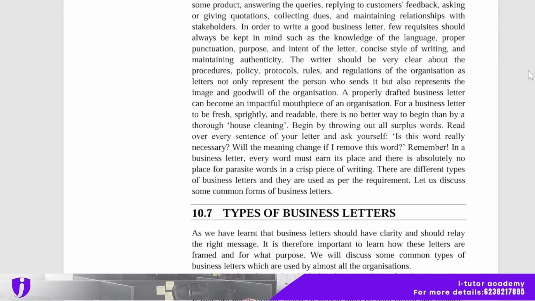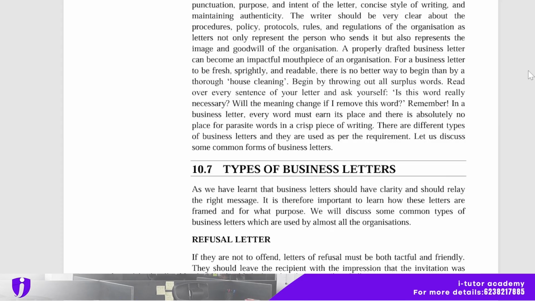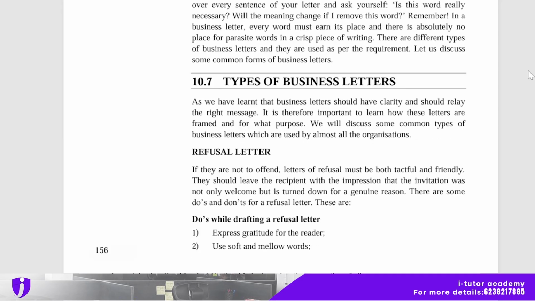For a business letter to be fresh, sprightly and readable, there is no better way to begin than by a thorough house cleaning. Begin by throwing out all surplus words, and read over every sentence of your letter and ask yourself, is this word really necessary, and will the meaning change if I remove these words? And remember, in a business letter every word must earn its place, and there is absolutely no place for parasite words in a crisp piece of writing. Okay, so that is about business letter.